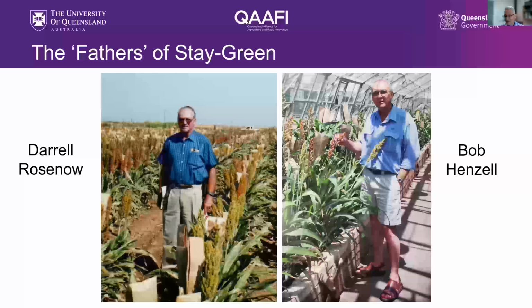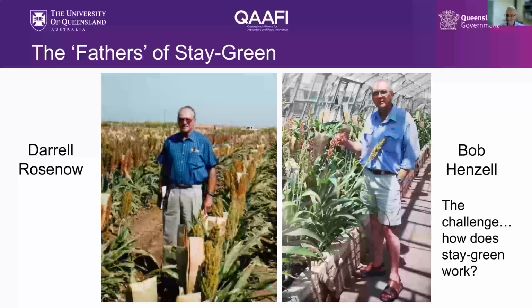They were great friends and colleagues, and they both noticed in the 1970s, walking through their sorghum fields, that under a severe drought, while most plants were dead and leaves were dead, in some cases the leaves stayed green. And they noticed a positive correlation between stay green and grain yield.